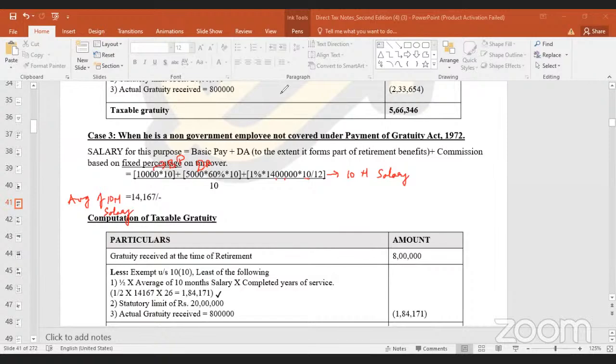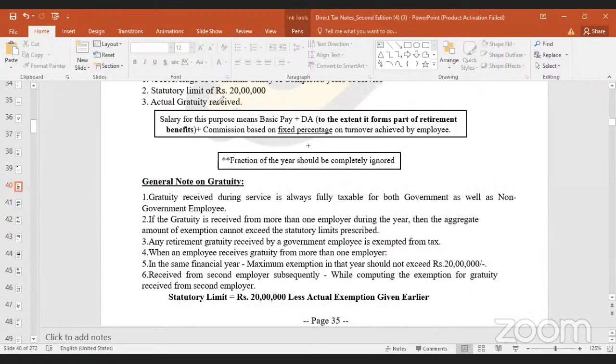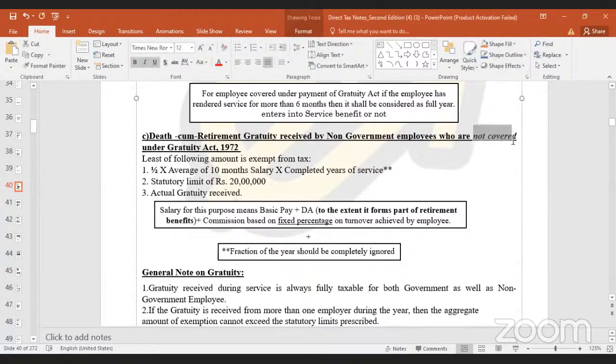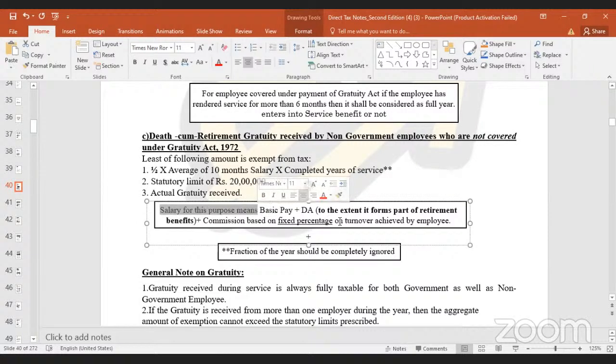So we go to the definition part. Look at this for better understanding. Retirement gratuity received by a non-government employee not covered under the Gratuity Act 1972. What is the salary definition? Salary for this purpose is equal to basic pay plus TA to the extent it forms part of retirement benefits, plus commission based on a fixed percentage of turnover.